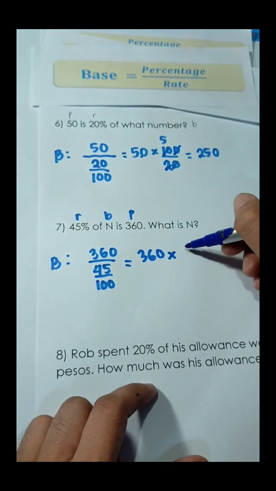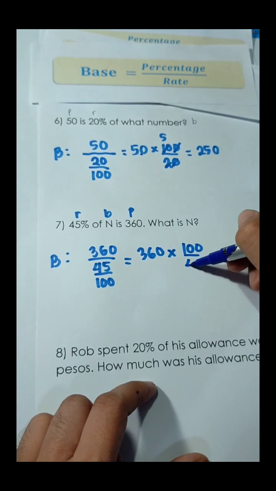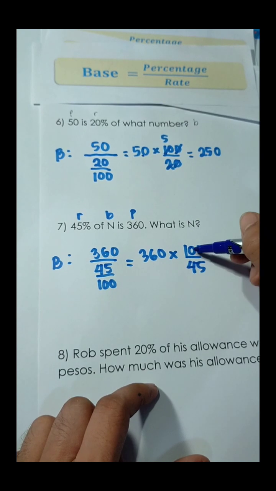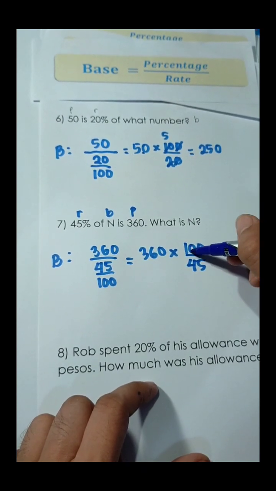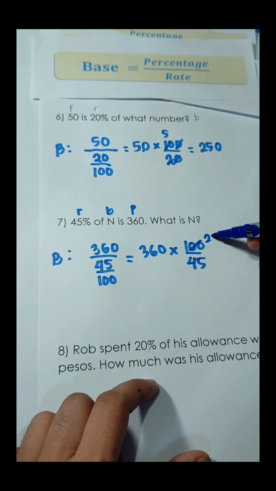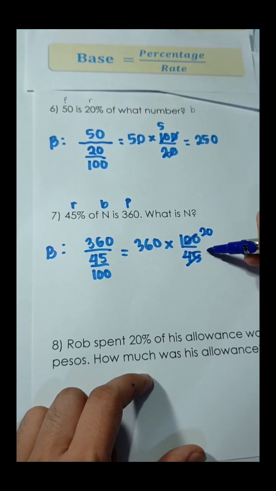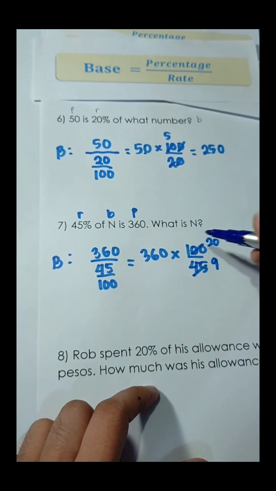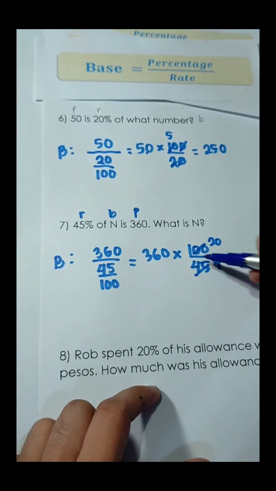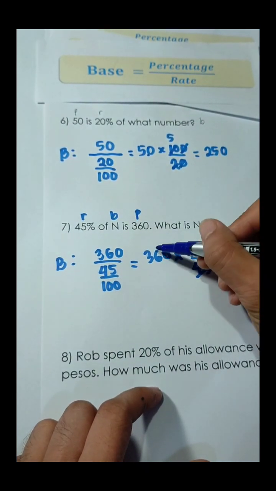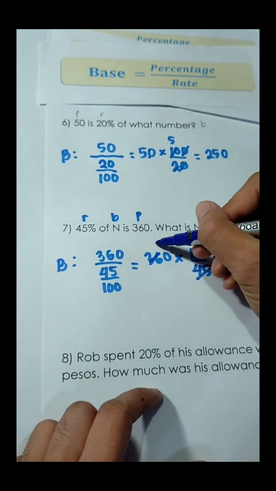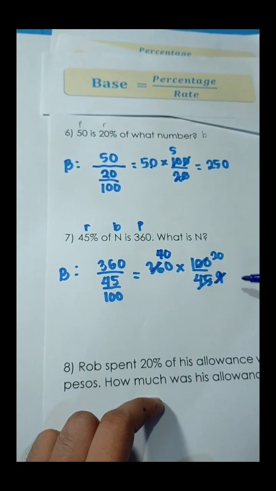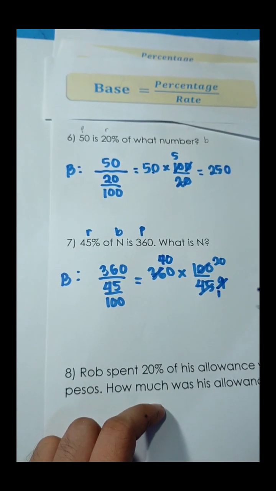Take the reciprocal. We can reduce by dividing by 5. 100 divided by 5 is 20. 45 divided by 5 is 9. We can still reduce our 36 and 9. 36 can be divided by 9, which is 4. By including the zeros, 40. And 9 divided by 9 is 1.